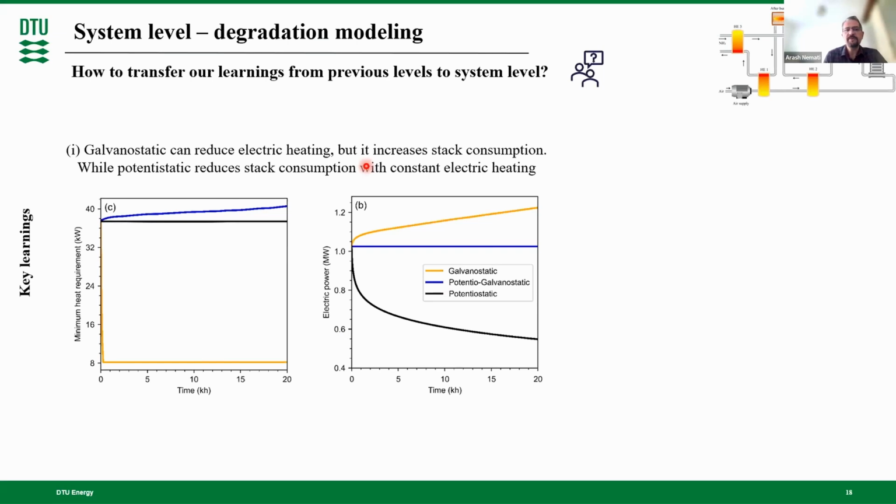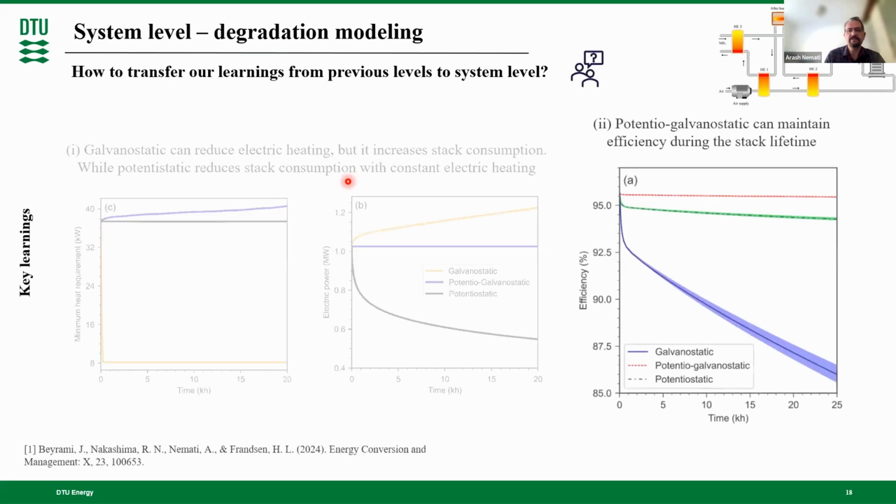While potentiostatic reduces the stack consumption with constant electric heating. But because the voltage and current changed, the outlet hydrogen production will be reduced. So regarding the efficiency, you can see potentiostatic can maintain the efficiency during the stack lifetime. So this is the way to go, kind of, and most of the companies are using this approach now.